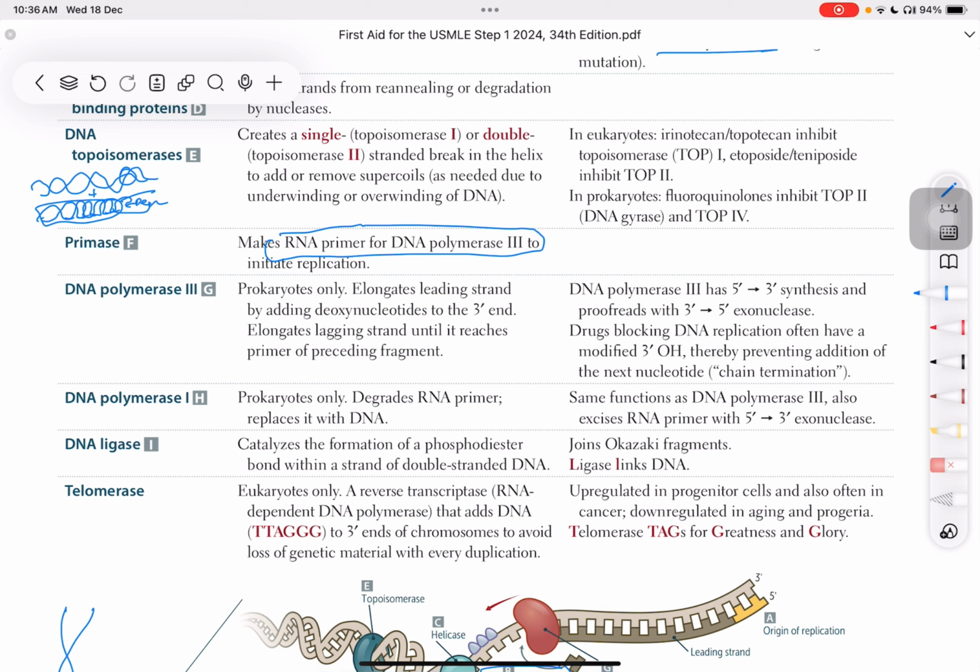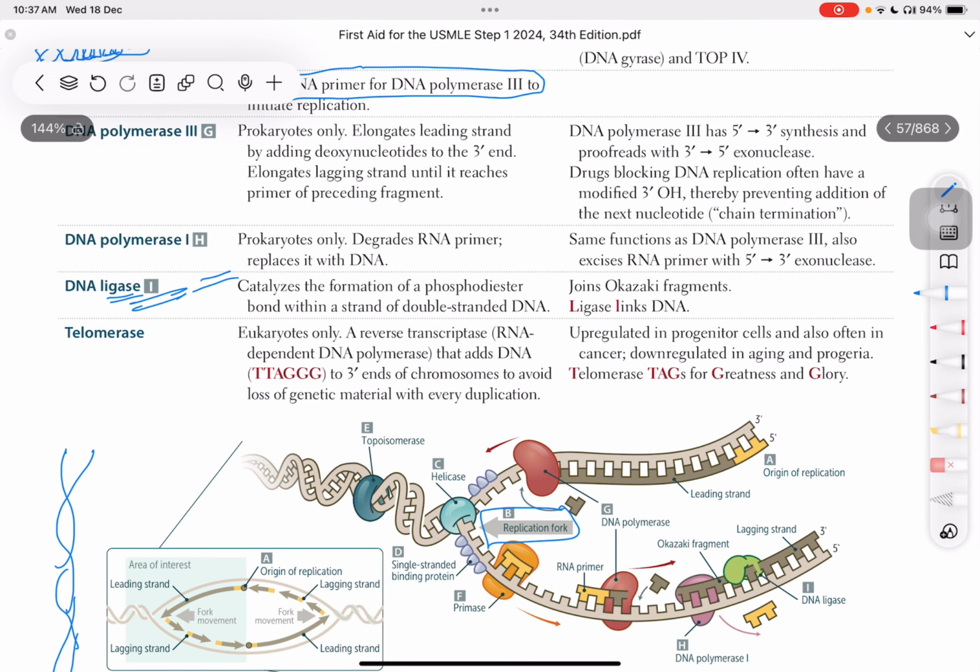DNA polymerase 1, in prokaryotes only, degrades the RNA primer and replaces it with DNA. It has the same functions as DNA polymerase 3 and also acts as a 5' to 3' exonuclease for the RNA primer. For the different ligase, it just joins the hands. Yeah, we will go into the process.